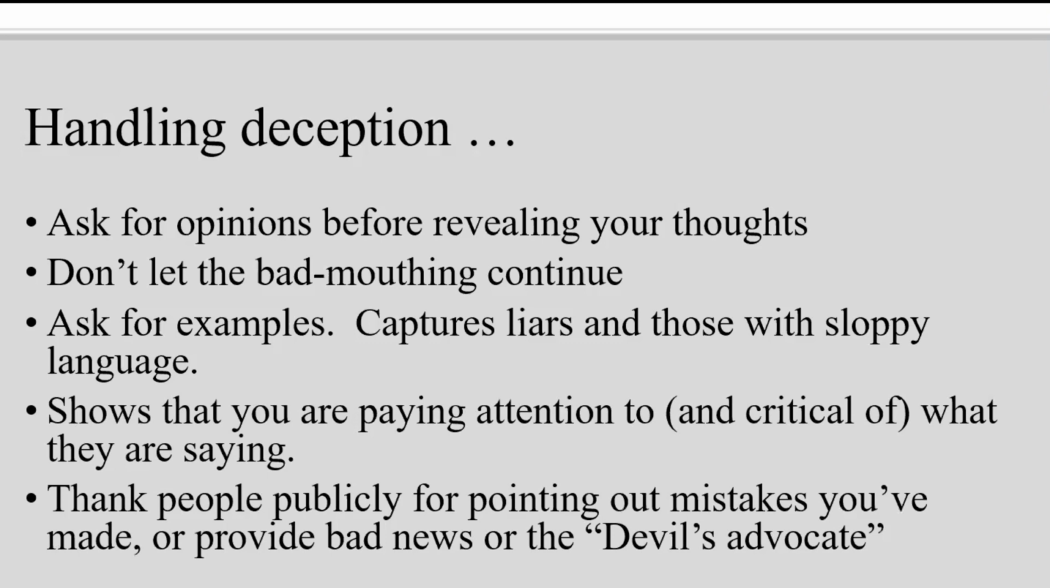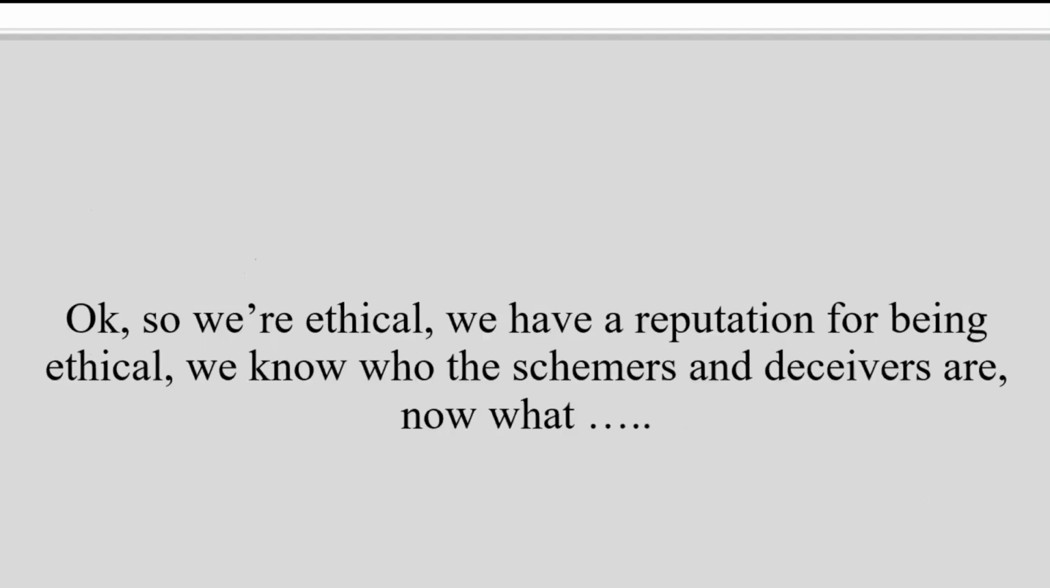One way of dealing with deception in meetings is, you can actually give people a role for being a devil's advocate, for providing bad news or talking about how a project may not work. That's just another way of dealing with it.